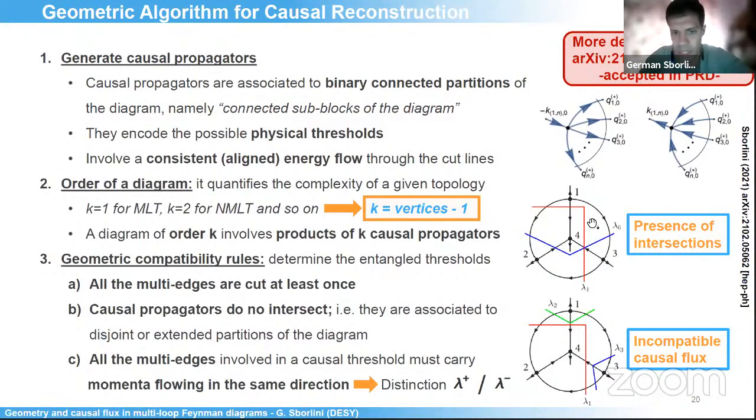This situation of, let's say, not fulfilling the condition B is shown in this diagram, where we see that the lines representing the thresholds, the causal thresholds, intersect. So we cannot split the diagram into two connected subdiagrams. And also, the fluxes of the lines that are being cut must be aligned consistently. And this is a very important condition that led us to the definition of causal fluxes.